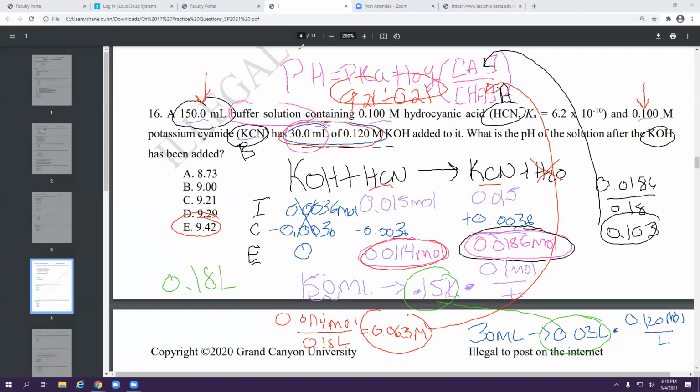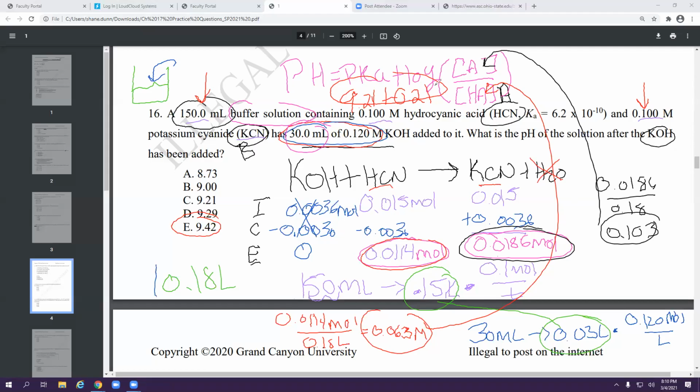I added the liters together. The reason we need to do that is because technically we changed the volume of the entire solution, right? Because I had some stuff in there and then I added the base to it, which changes the volume. Changing the volume will also change the concentration theoretically, right?